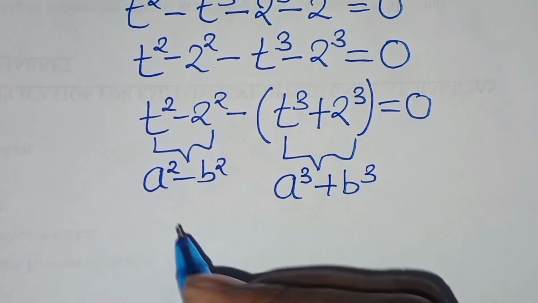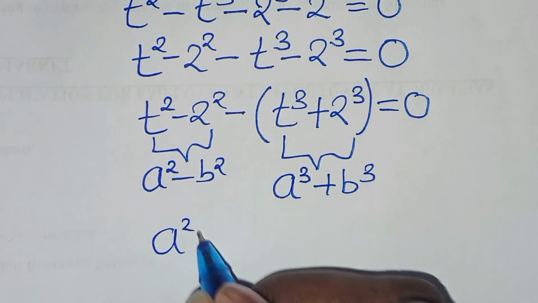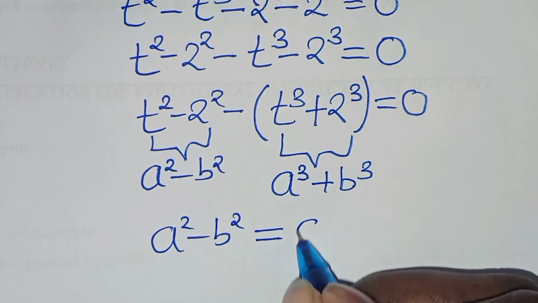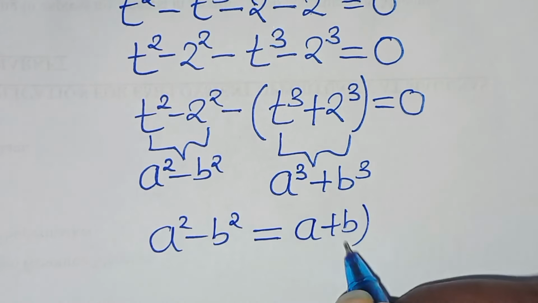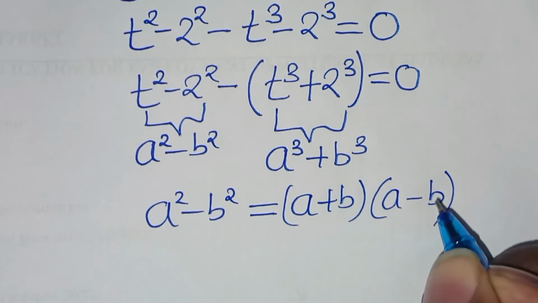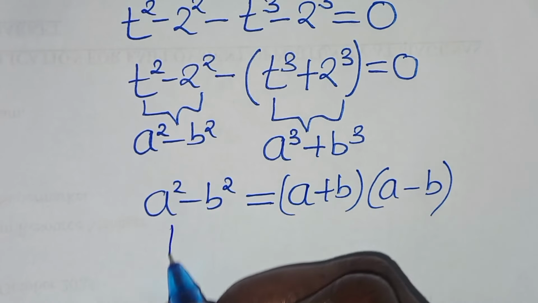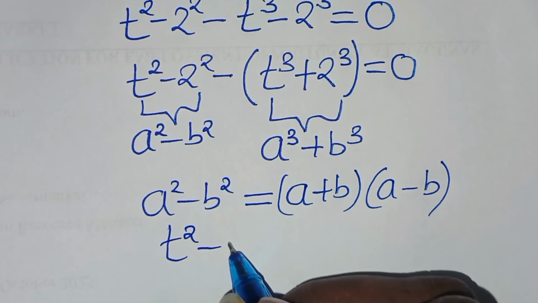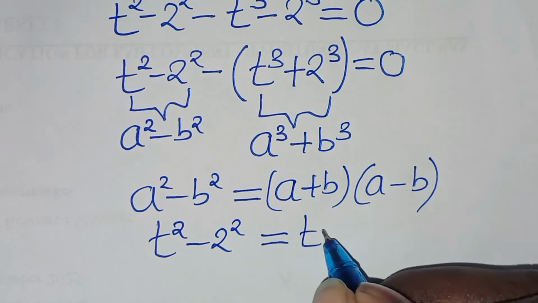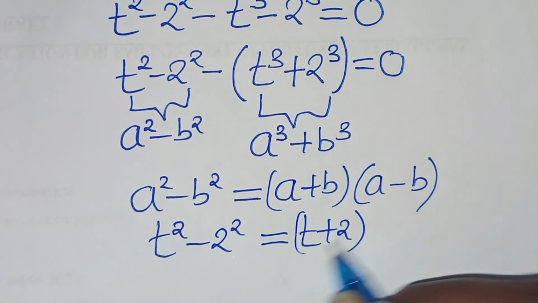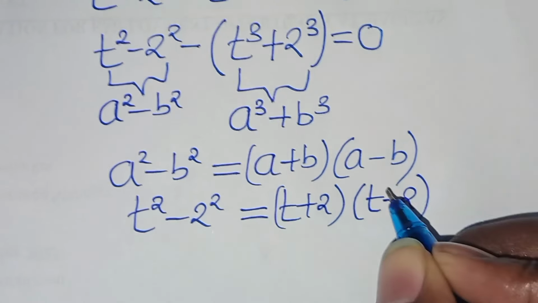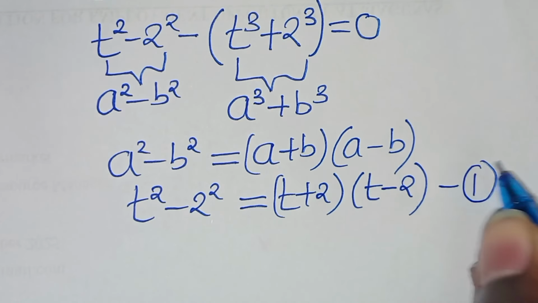From the first part here, which is a squared minus b squared, this can be expressed as a plus b, then a minus b. So this implies that t to the power of 2 minus 2 to the power of 2 can be expressed as t plus 2 and then t minus 2. Let's call this equation 1.